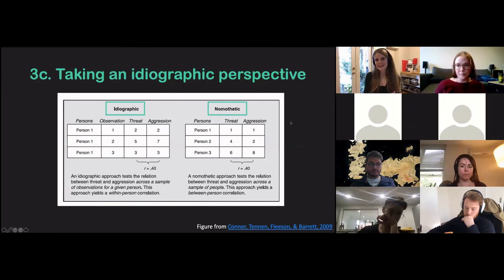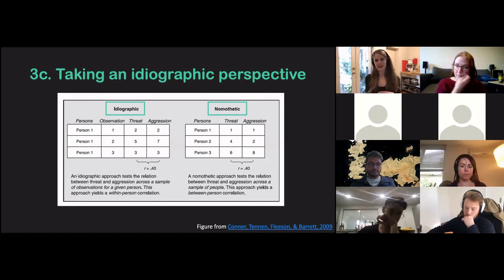So linked to this is the idea of taking an ideographic perspective. And I'm sorry, ESM researchers love a bit of jargon, so I'm going to introduce a bit more jargon. What I mean when I say an ideographic method is a method that focuses on within person processes, the processes I just told you about. An ideographic method aims to identify a pattern of behavior within a person rather than across people.